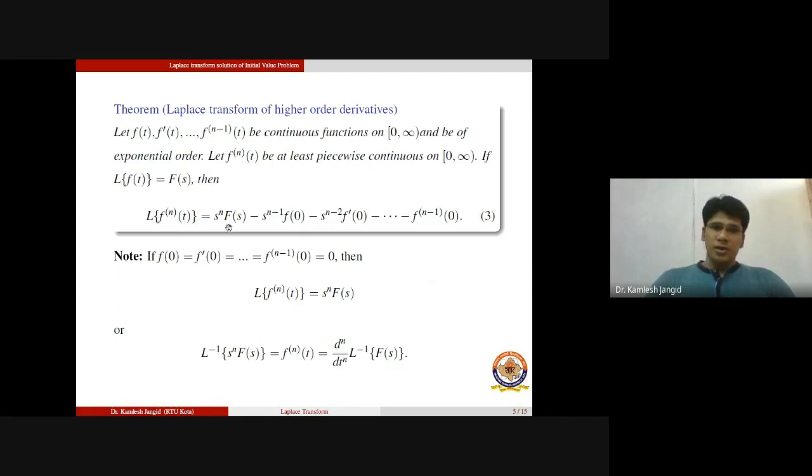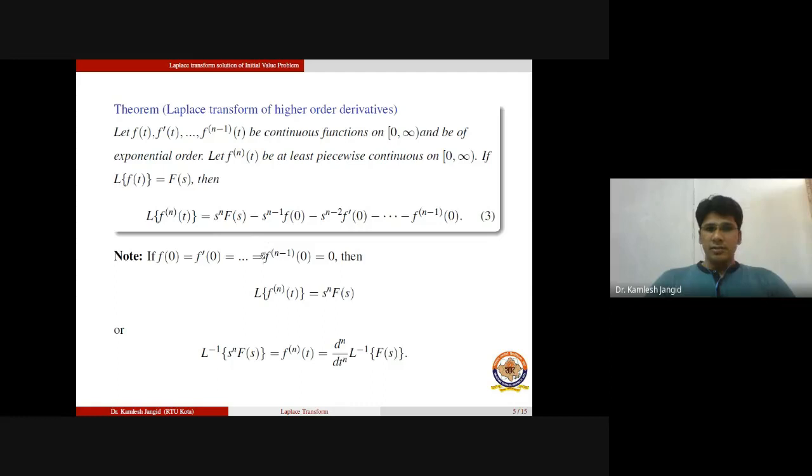So it means the previous theorem is a special case of this result 3. If we put n equals 1 in this relation, then we find the Laplace transform of the first derivative of the function: s times F(s) minus f(0).